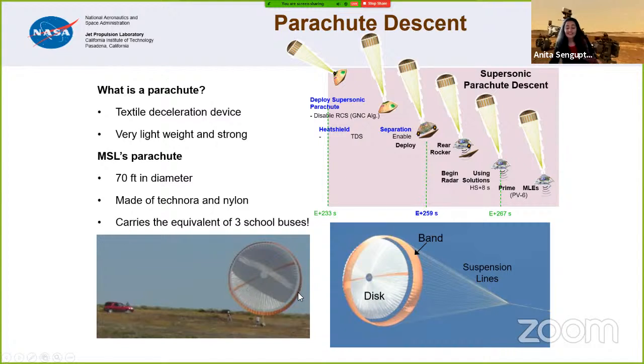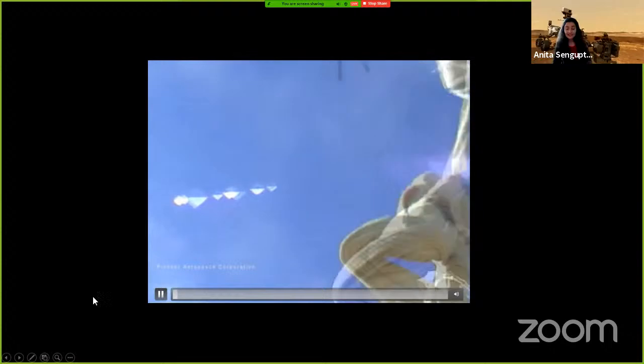So we went out and tested these parachutes in the desert in Idaho before we ended up putting them on the mission, because that's what you do as an engineer. You test to make sure that everything works out okay ahead of time. So this is a nice video that I'll show you of one of the parachute tests that we did.